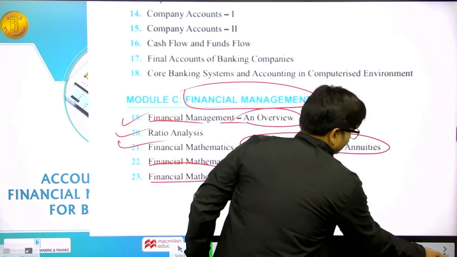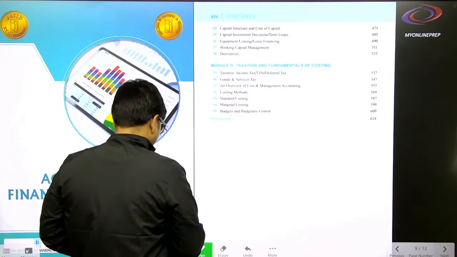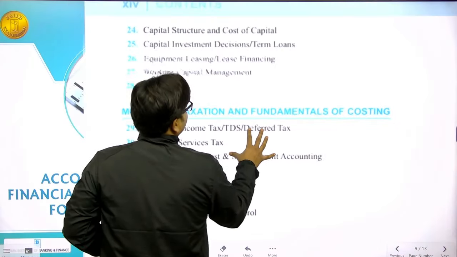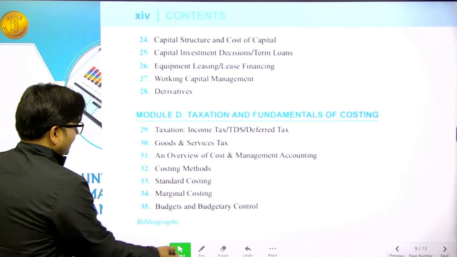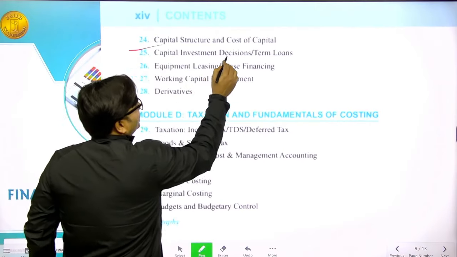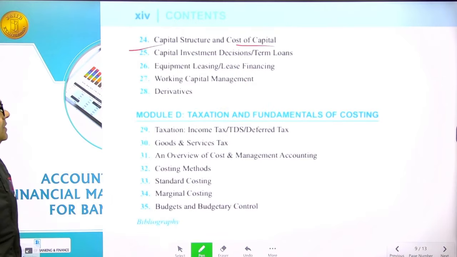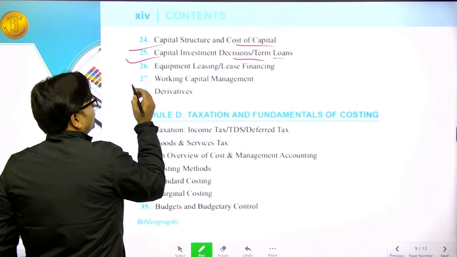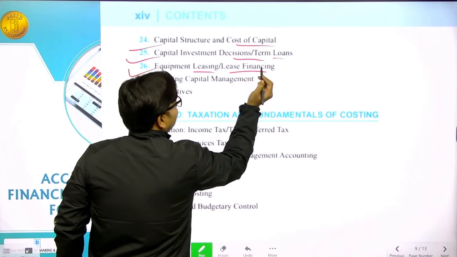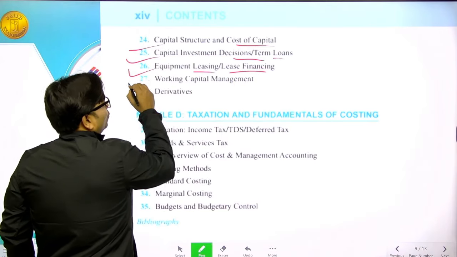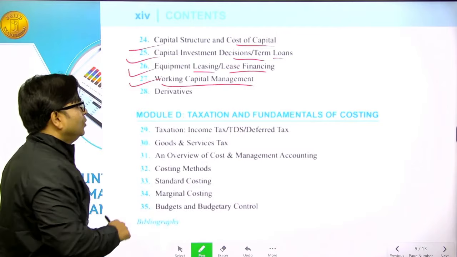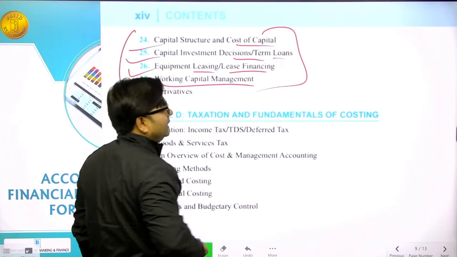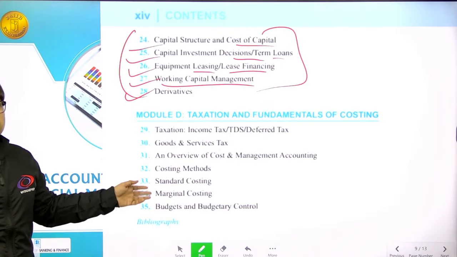Okay, let's see now. In module C, there are some changes. They have included capital structure and cost of capital. This is a new topic. Capital investment decision and term loan, this is a new topic. Equipment leasing and lease financing, new topic. Working capital management, new topic. And derivatives, new topic. These are the new topics that have been included in module C of accounting and finance and management for bankers.